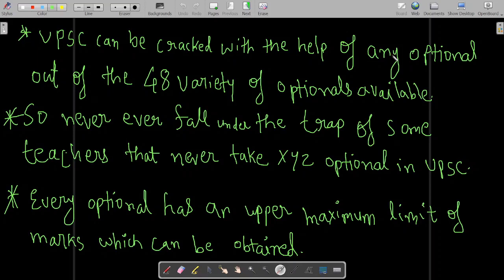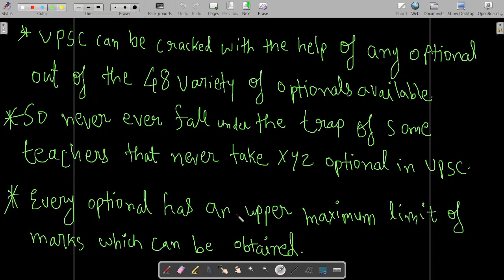The thing is that it is just a misconception. You can take any optional and excel with that optional. There is no restriction from the UPSC side, and there is no restriction on you also. So you can take any optional, there is no problem. But I just want to clear some misconceptions which people have. And why science optionals are beneficial, I am going to tell you just after some time. So never ever fall into the trap of some teachers who say never take XYZ optional in UPSC.